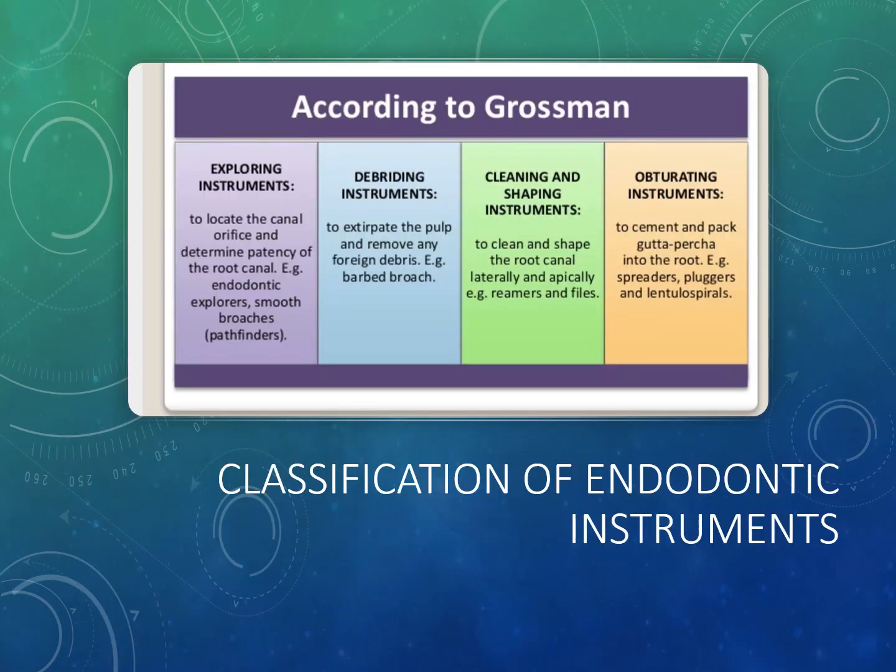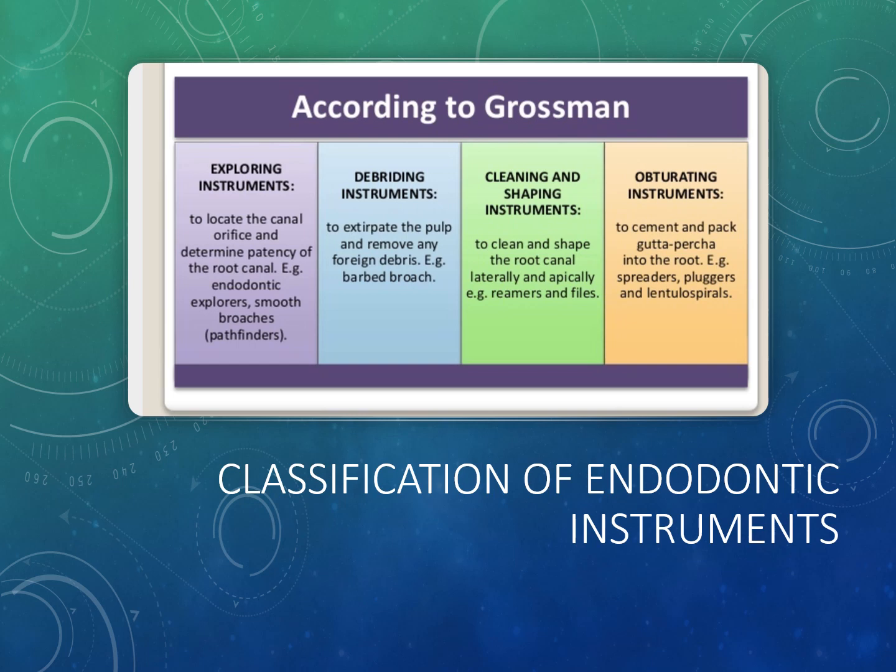Moving on. Before proceeding into the material science, I would like to talk about the classification of endodontic instruments. According to Grossman, it has been divided into four parts. The first is exploring instruments, second is debriding instruments, third is cleaning and shaping, and the fourth is obturating instruments. Exploring instruments are mainly used to locate the canal orifice and to determine the patency of the canal. Examples are endodontic explorers, smooth broaches or pathfinders.